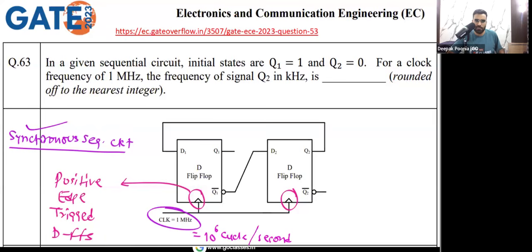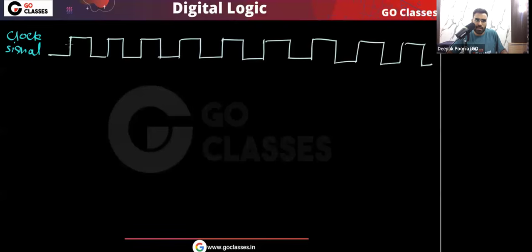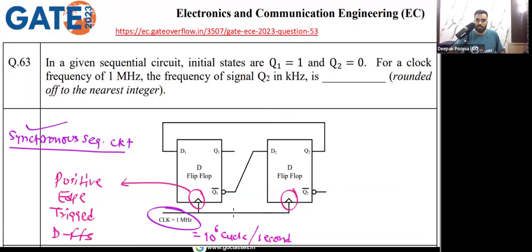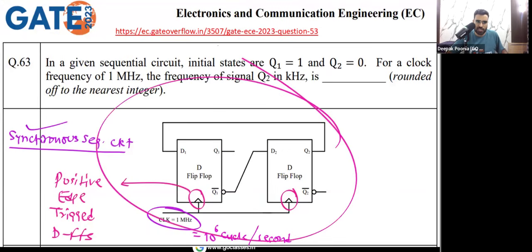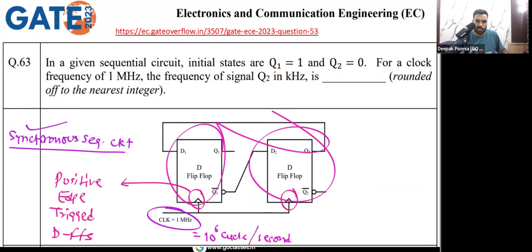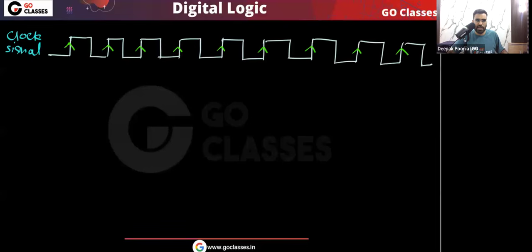What it simply means is that at the rising edges of the clock, the flip flops will respond to the inputs. This is a synchronous sequential circuit, which means all the flip flops are operated by the common clock signal, and both are positive edge triggered. So both flip flops will respond to the inputs at the same time, at the positive edges of the clock. Very simple. This is the clock signal that I have taken.